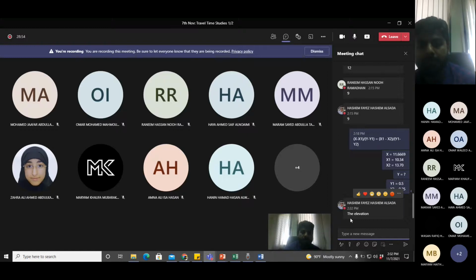Anyone else wants to elaborate, or Hashim, you want to add something to it? How does it show the elevations? Anyone?